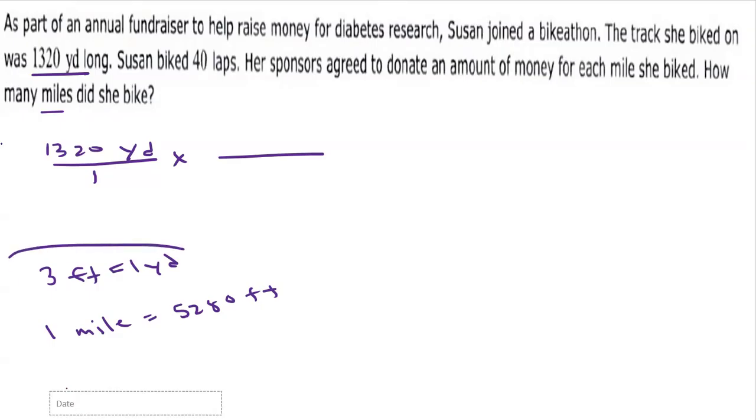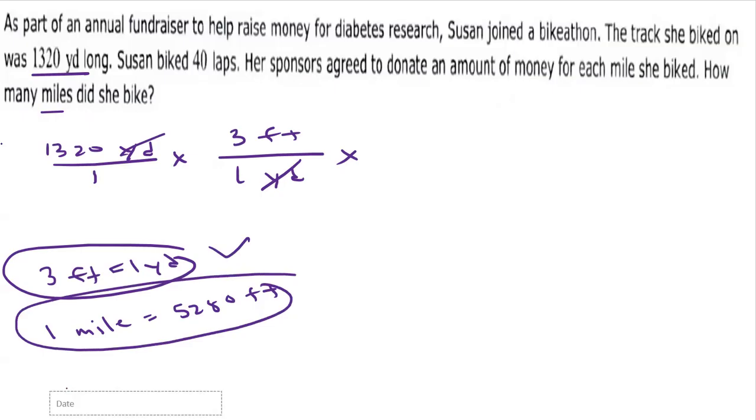I want to get rid of the yards, so I'm going to use this first. I want to match the yard from the top and have 1 yard on the bottom in order to cancel them. Then I put the 3 feet on top. I'm done with that one. Now I can use this one: 1 mile is equal to 5,280 feet. I have feet here, so I need to put the 5,280 feet on the bottom. Then I can cancel these, and I'm left with the 1 mile. And that's what I want.